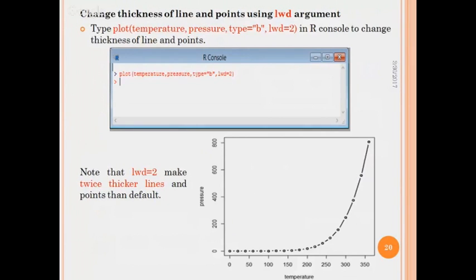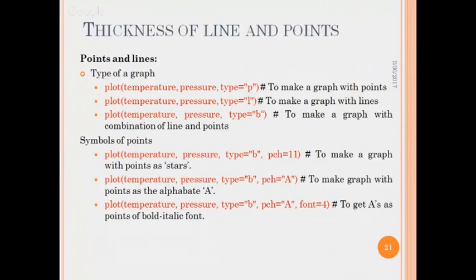Then comes line width. Along with line type, that is the LTY argument, you can also use the LWD argument, which is used for displaying the particular line in your graph with a varying width. In this example, I am using LWD equals to 2, so it will enhance the width of the line displayed. For increasing the thickness of line and points, you can make use of this attribute.